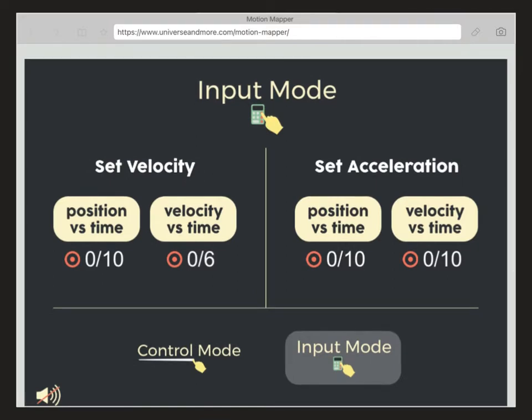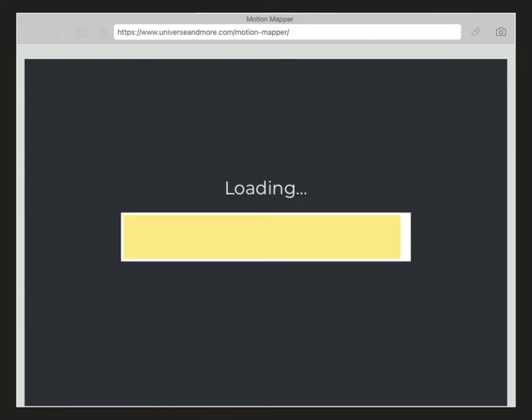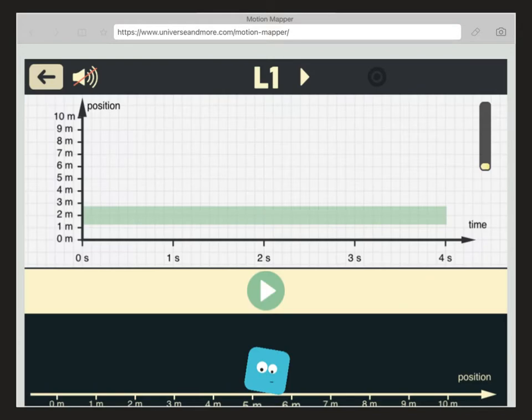So let's look at the set velocity position versus time first. It'll load, and notice there's this little game here. If you can't figure out this board, you can always click up here to go to the next one. But essentially what you're going to do is position your little person where they need to start. Notice right here, they're going to start at 2. So let's see if we can do that. I'm going to place them at the 2 meter mark, and then I'm going to hit play.